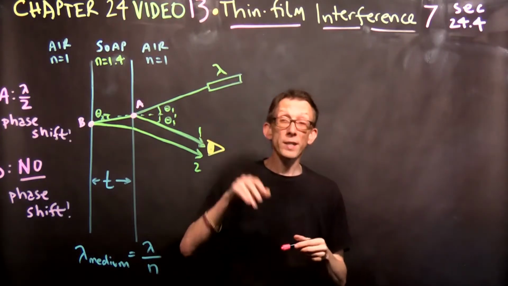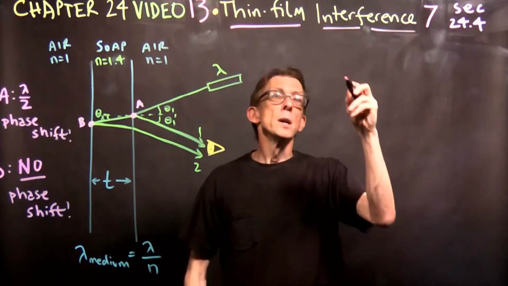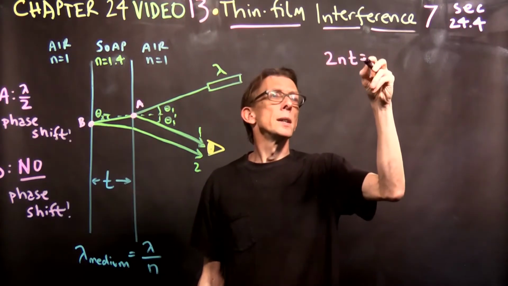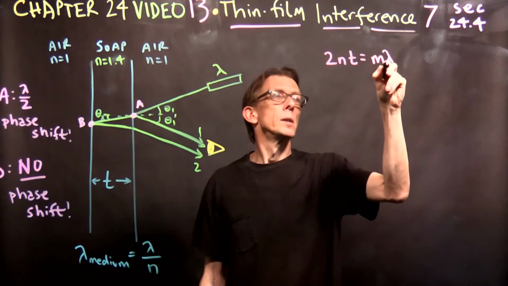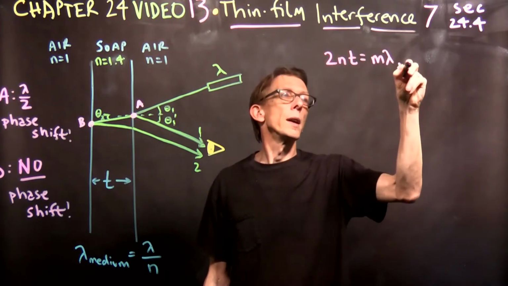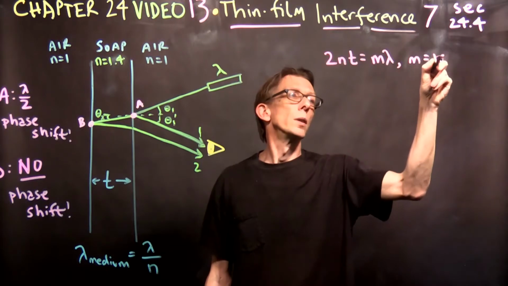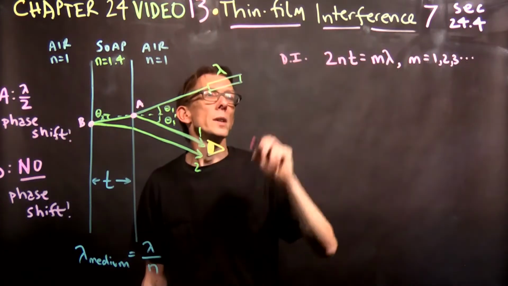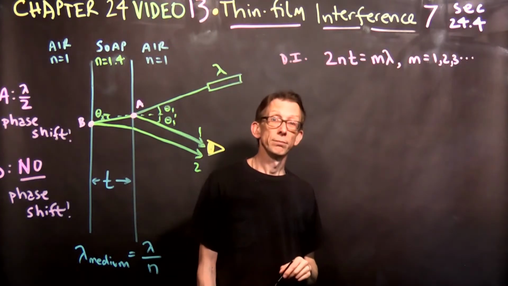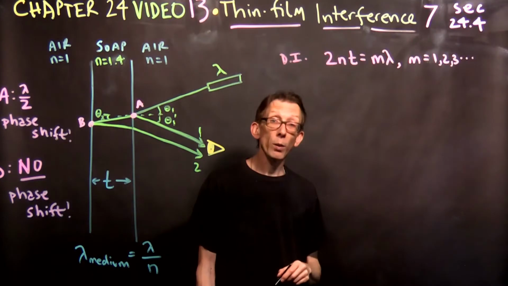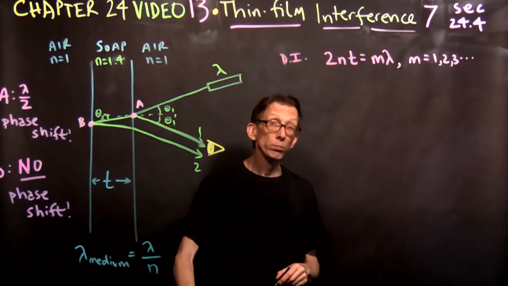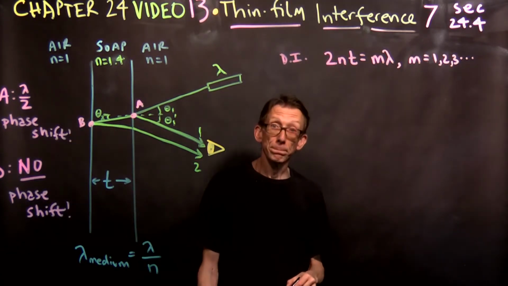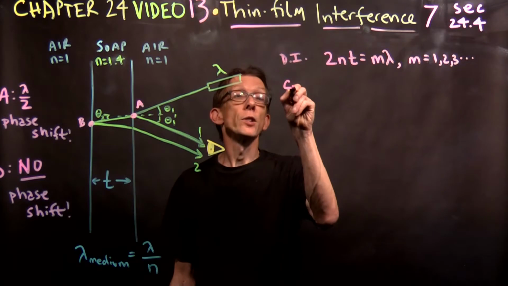So what we came up with for this case here, and we'll come back to this in just a minute, is 2nt = mλ, for m = 1, 2, 3, and so on. That's for destructive interference. If those conditions hold, where m is an integer, a counting number, then we get destructive interference.